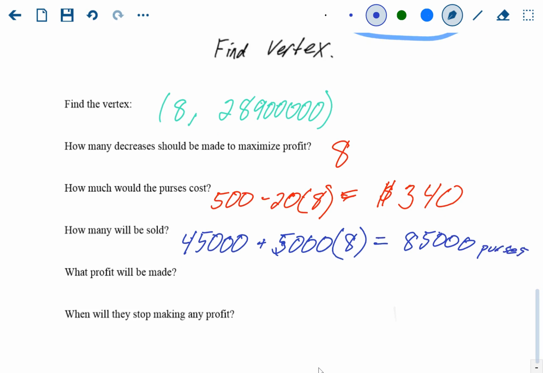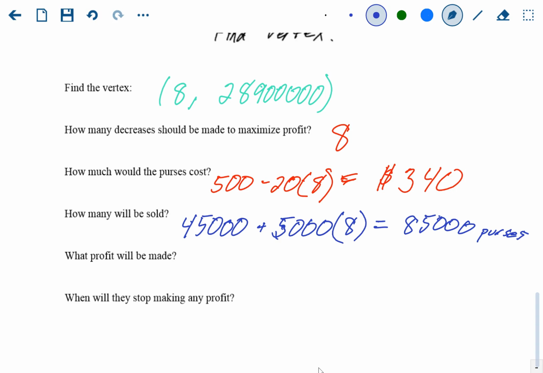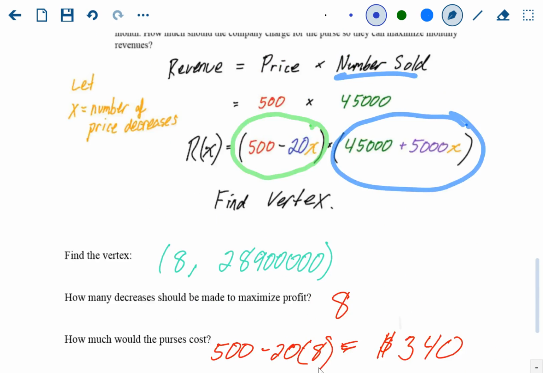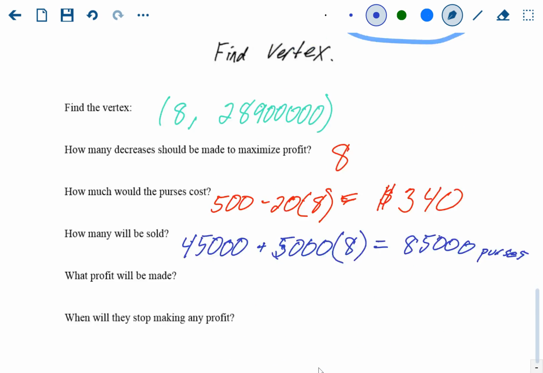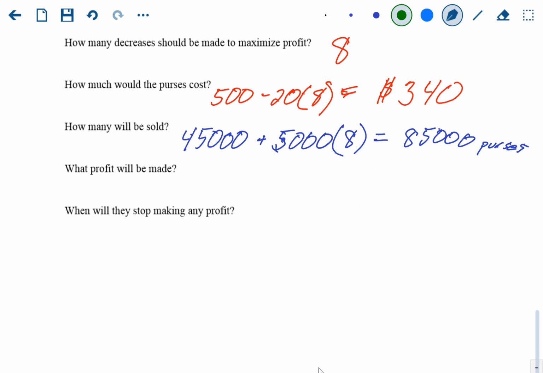How much profit will be made, what profit will be made, or what revenue will be made? Well, we don't have to find that. We already found it. It's the Y value, what this equation equaled is revenue. So the Y value of that vertex is the revenue. It's 28 million. $28,900,000. Okay. And then I added an extra question. When will they stop making profit? Okay. Or again, revenue, it should be.